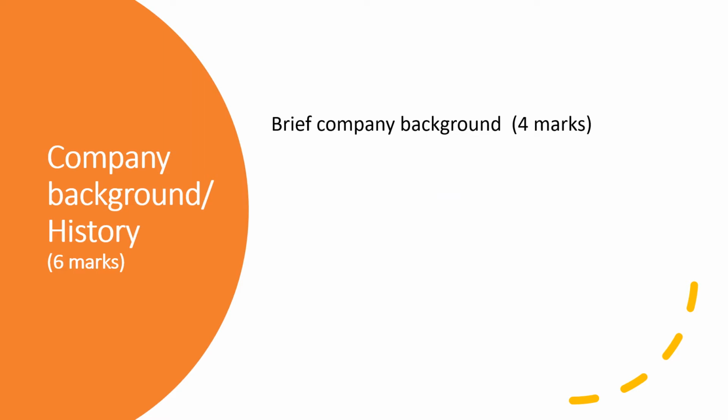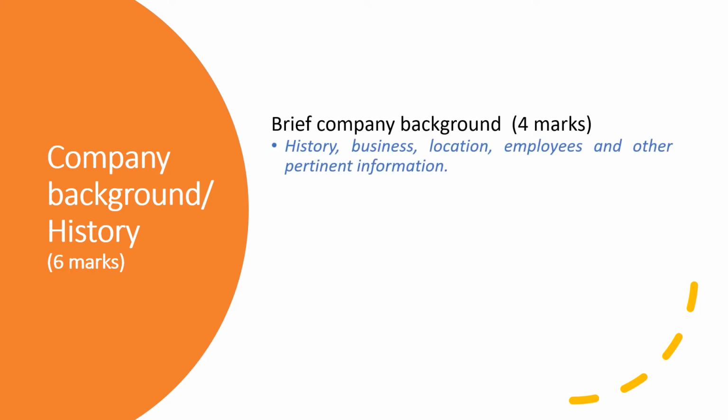The second section is on the company background or history. You need to provide a brief background about Asia, and this section gives you 4 marks. So you can briefly describe the history, business, location, employees, and other pertinent information about Asia. You can also identify the vision and mission of the company.